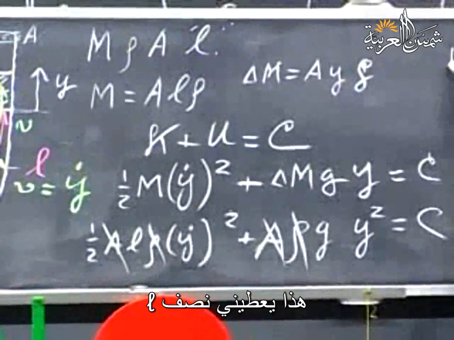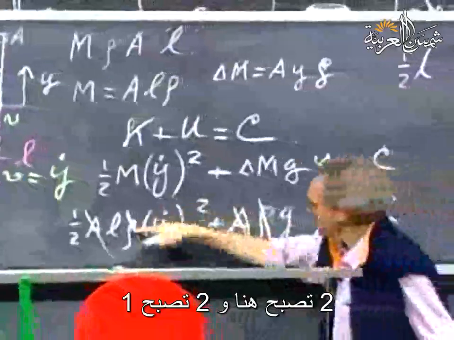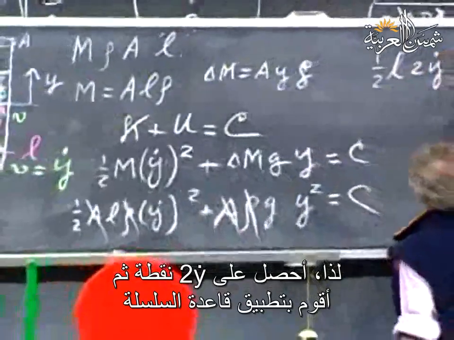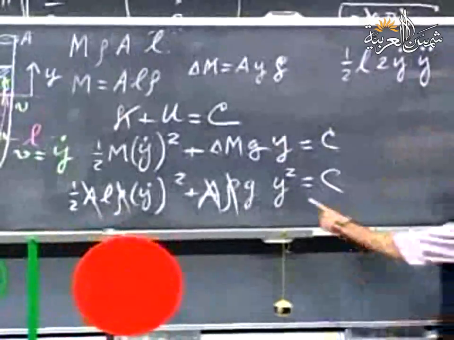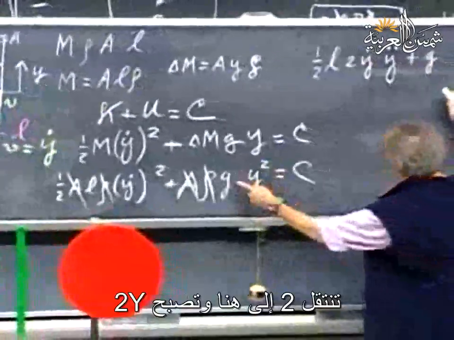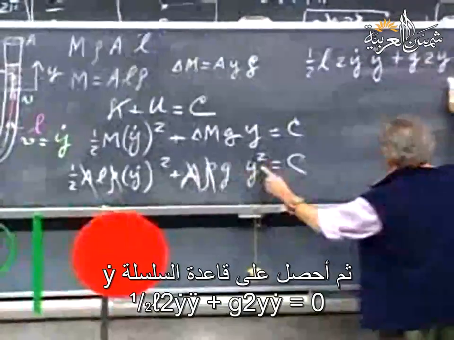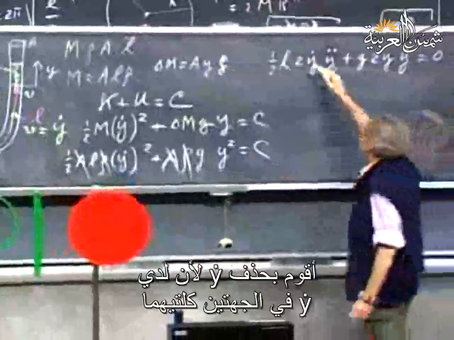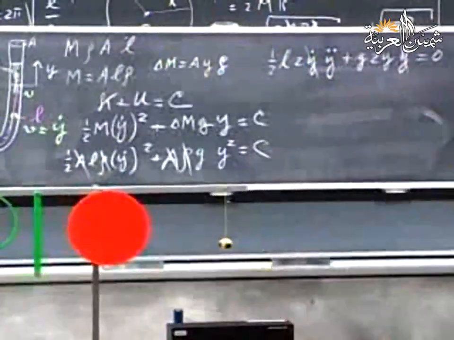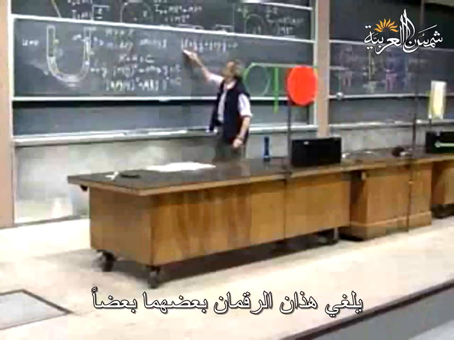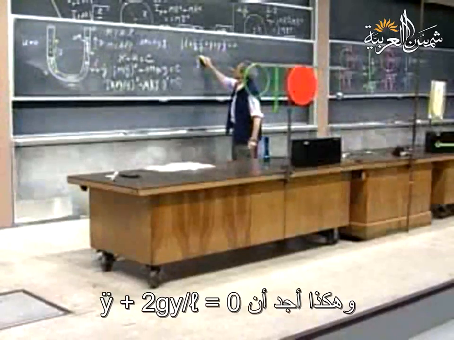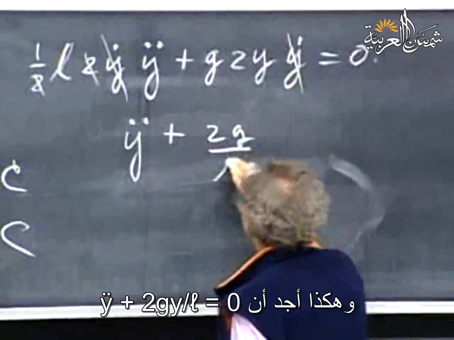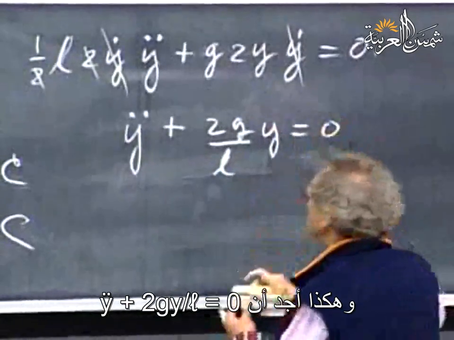That gives me 1/2 L. The 2 pops out, and the 2 becomes a 1. So I get 2 y dot. Then I apply the chain rule, so I get y double dot. Here I get plus g. The 2 pops out, becomes 2y, and then I get the chain rule y dot, and that equals 0. I lose my y dot because I have y dot in both terms. This 2 eats up this 2. And so I find that y double dot plus 2g divided by L times y equals 0.